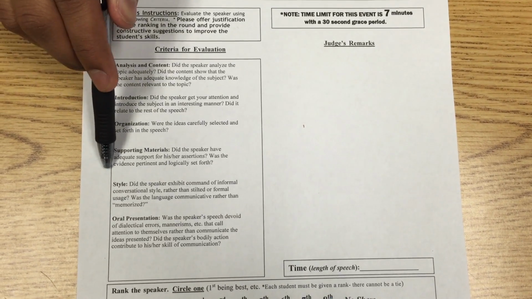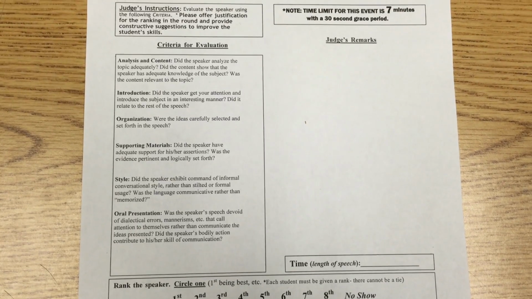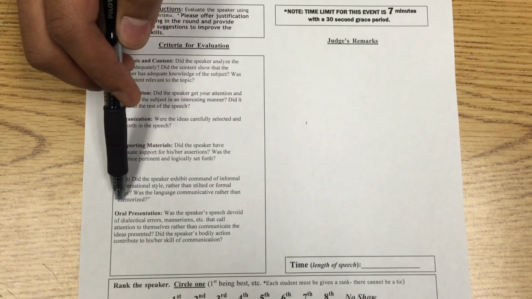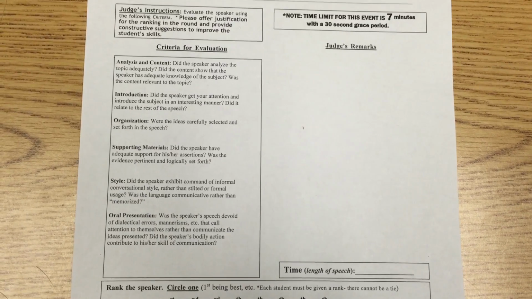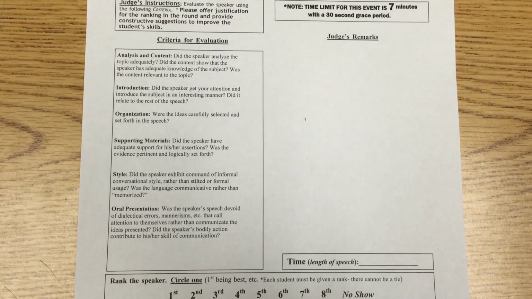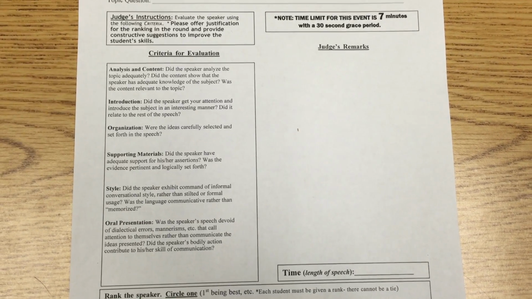Style is also important, but every speaker has a different style, so that's up to you to decide who has the best style in the room. An oral presentation refers to the overall communication aspect of the speech, and whether or not they communicated clearly and effectively. At the end of the day, it is your decision as a judge to say who did the best and who did the worst.